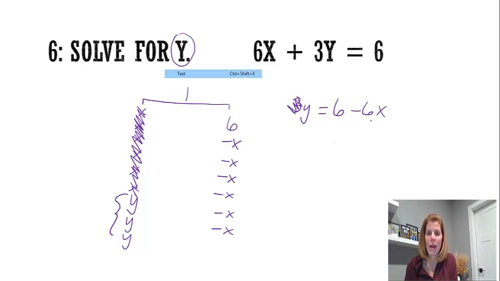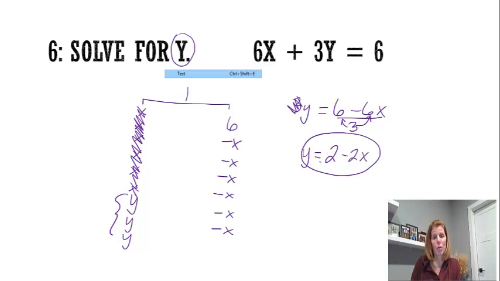All right, and then always our last step is to do that divide. So we're going to divide by that 3. So now I'm going to have y equals, and again, your answer would be right if you left it like that, but I prefer to actually divide it out. 6 divided by 3 is 2. And then negative 6 divided by 3 is negative 2x. So that's what my answer would look like. So hopefully you did a nice job on that. But if not, we'll practice some more later.